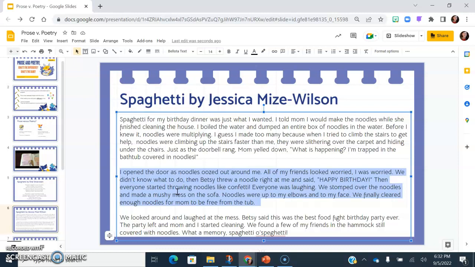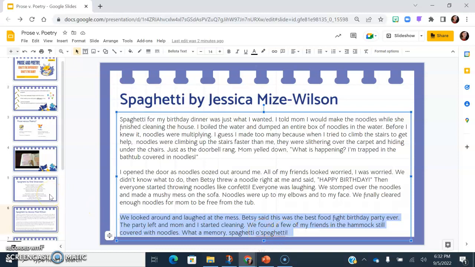We finally cleared enough noodles for Mom to be free from the tub. We looked around and laughed at the mess. Betsy said this was the best food fight birthday party ever. The party left, and Mom and I started cleaning. We found a few of my friends in the hammock, still covered with noodles. What a memory. Spaghetti, oh, spaghetti.